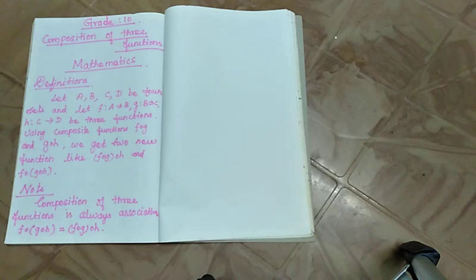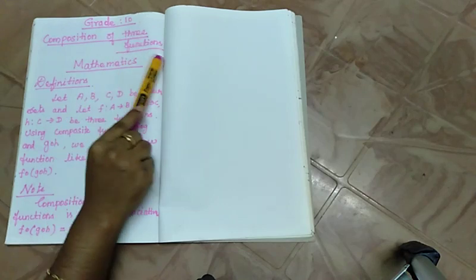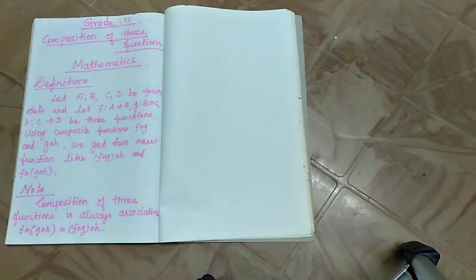So still yesterday's maths classes, as per the continuation, we were learning functions. In yesterday's class, we learned composition of two functions. Today, as you can see in the heading here, it is composition of how many functions? 3 functions. Same as 2 functions only. Here, one more function will be added. That's the only difference.